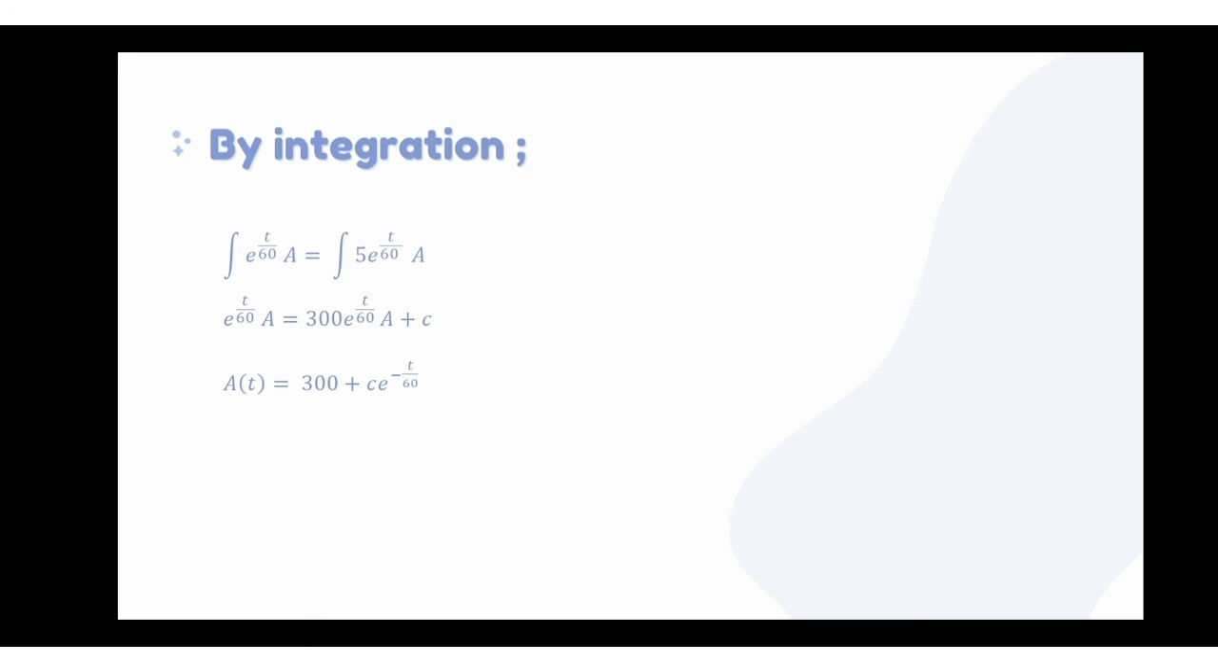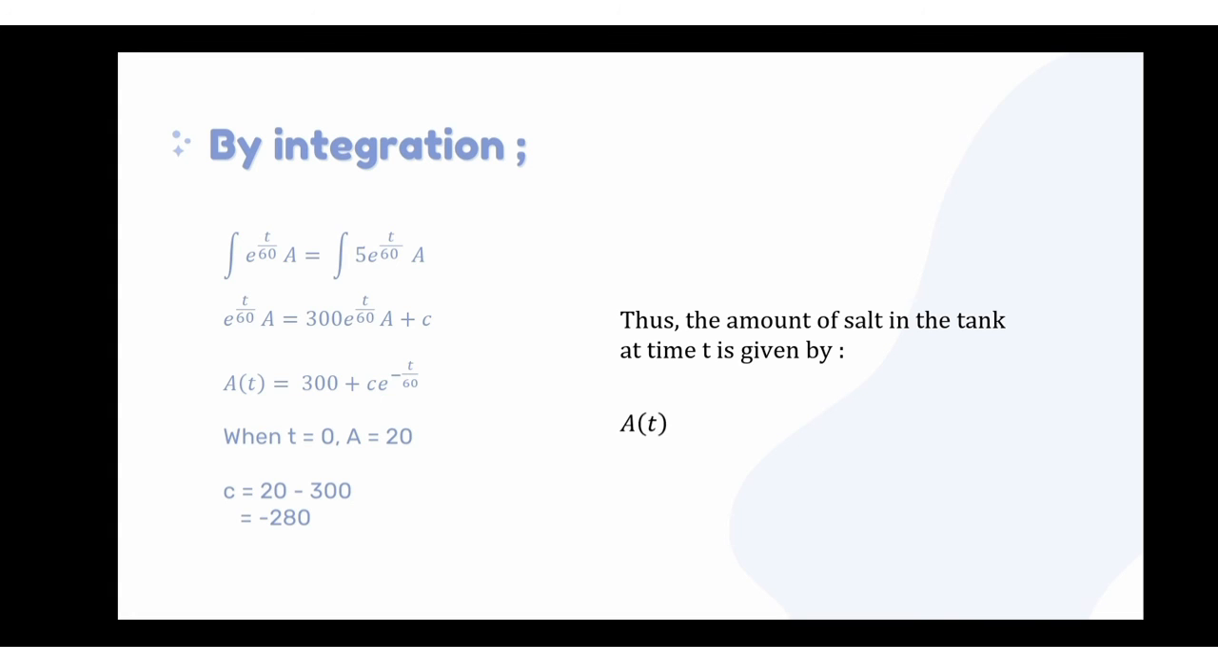For the last step, by using this equation, we need to find C. To find C, we need to substitute the known values, which is when t equal to 0, A equal to 20. It will become 20 equal to 300 plus C. So C equal to 20 minus 300 equal to negative 280. Hence, we get that C equal to negative 280. Thus, the amount of salt in the tank at time t is given by A(t) equal to 300 minus 280 e to the power of negative t over 60 grams.